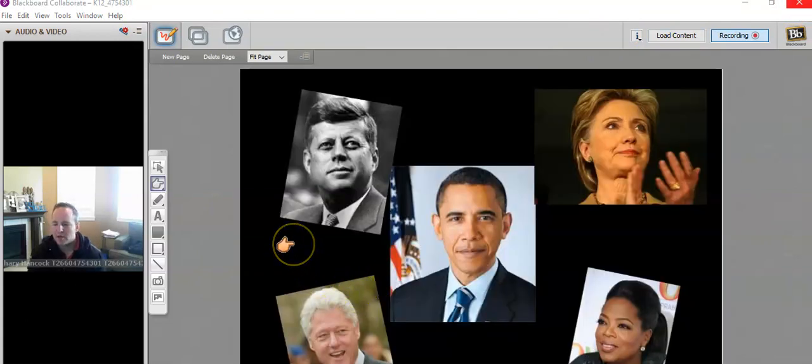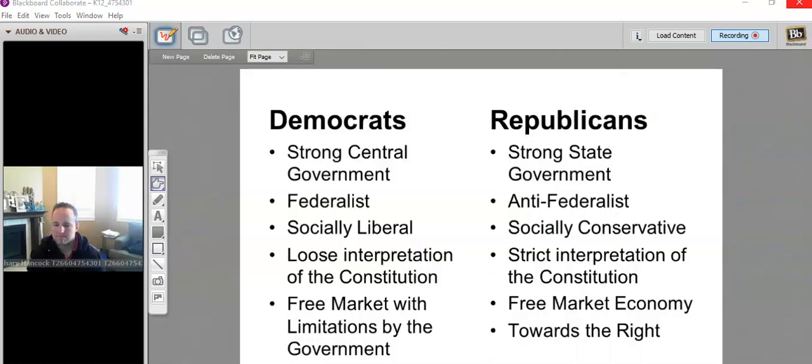So some prominent Democratic leaders: John F. Kennedy, President Barack Obama, Hillary Clinton, Bill Clinton, and Oprah Winfrey. So as you can kind of see, some differences between the Democrats and Republicans. You can just kind of look at those.